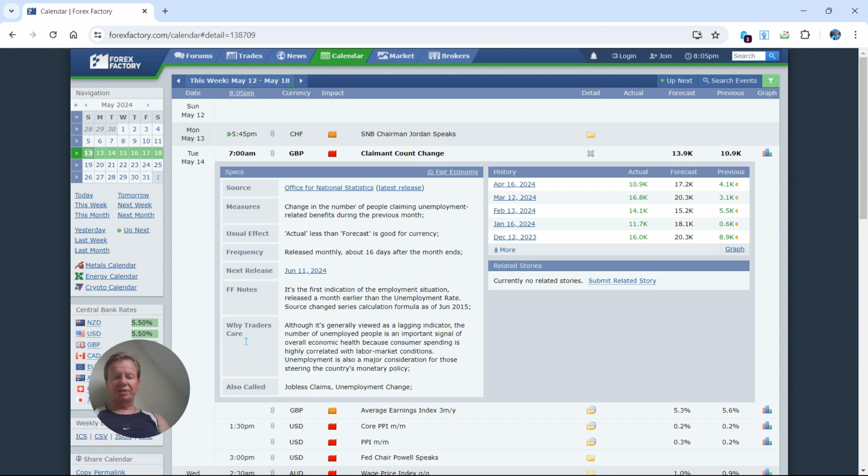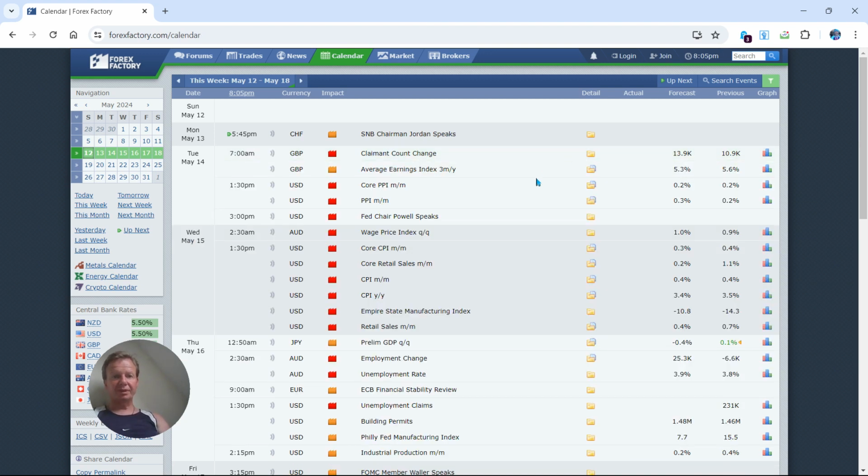Important one here, look, this is why traders care. Although it's generally viewed as a lagging indicator, the number of employed people is an important signal of overall economic health because consumer spending is highly correlated with labour market conditions. That's fairly obvious, the more people in work, the more consumer spending there is. Unemployment is also a major consideration for those altering the currency's monetary policy. So as you can see, it's highly going to affect the pound. Any currency that you're trading with the pound, you've got to be aware of that report, and that comes out at 7 a.m., which is the open of the European market.